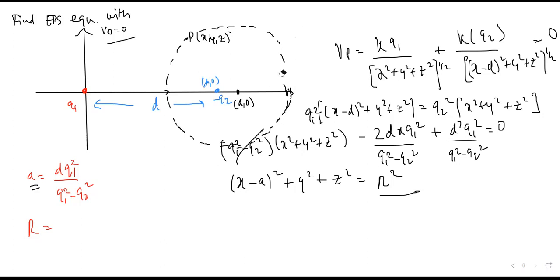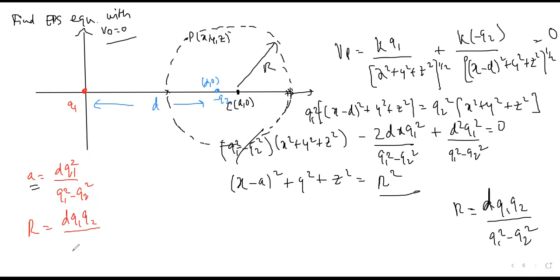Sir, yes. So R is d q1 q2 by q1 squared minus q2 squared. Someone, if you can please confirm. Yes, sir. Yeah. R is d q1 q2 by q1 squared minus q2 squared. So it is a sphere with center a comma 0 and radius d q1 q2 by q1 squared minus q2 squared. Very good. Thank you, Atna and Krish. I'm assuming that what you've calculated is correct.